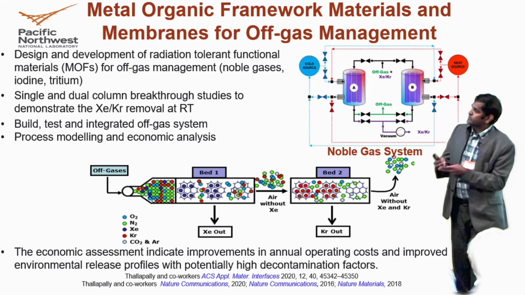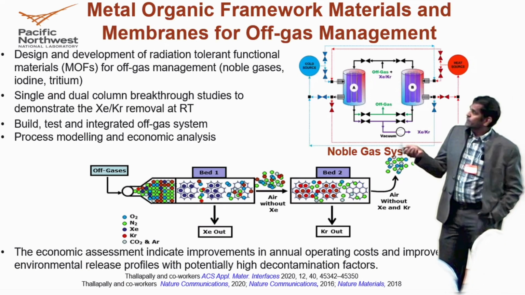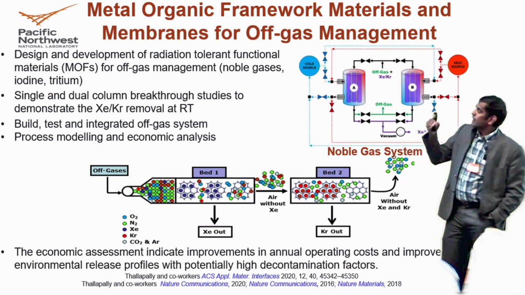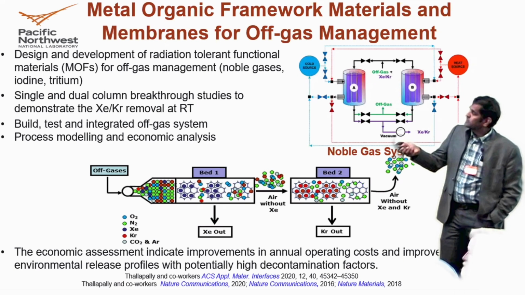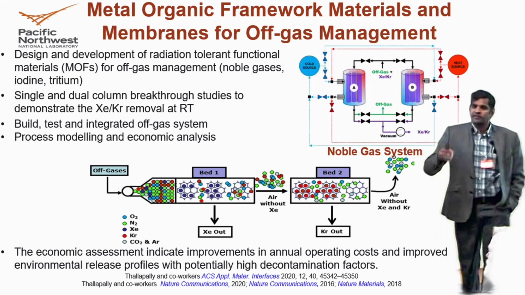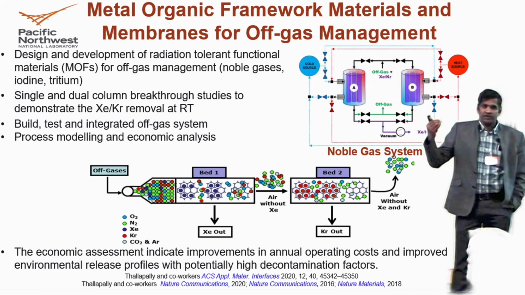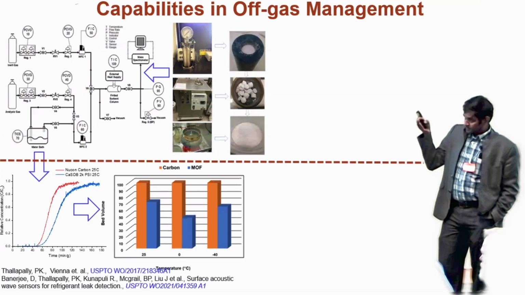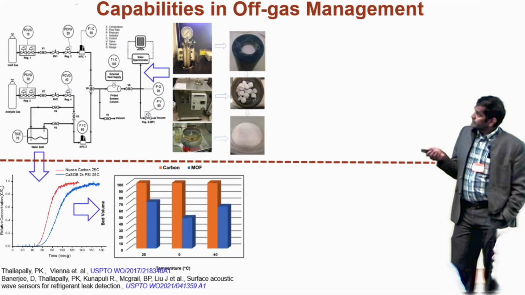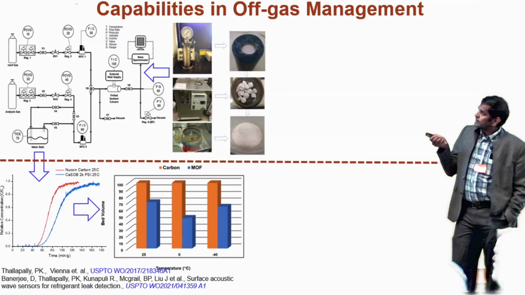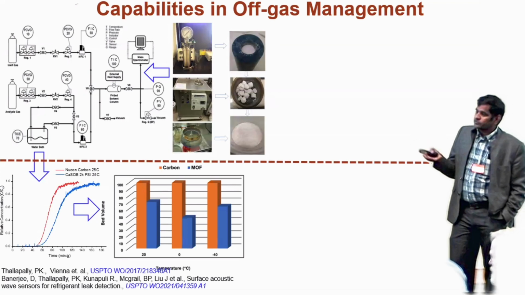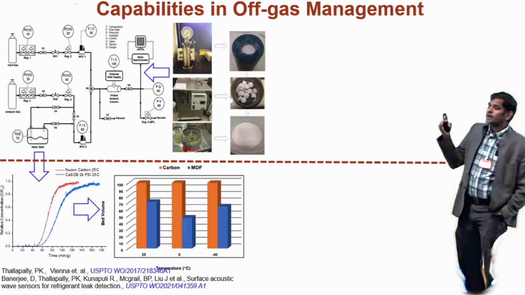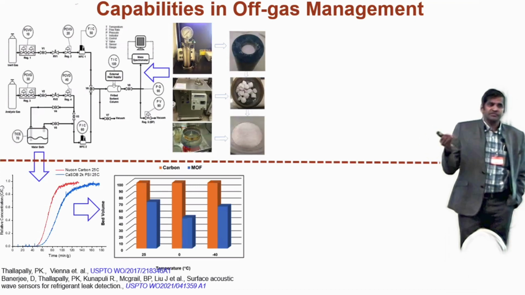We have done a two-bed approach where we can remove the xenon in a single bed at room temperature, and pass the air without xenon to a second bed containing the same or a different material, where you can take out the krypton, and the off gas goes to the stack. As part of the MSR campaign last fiscal year, we scaled up the MOF material to a large quantity, up to 10 gram scale. And we used this capability to measure the xenon krypton separation from the MSR off gases.